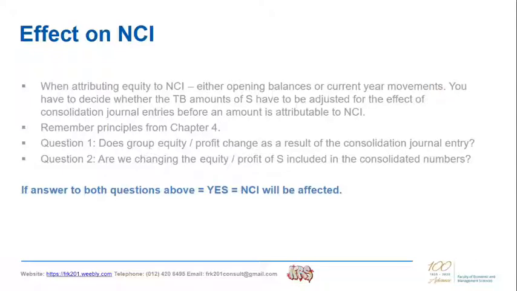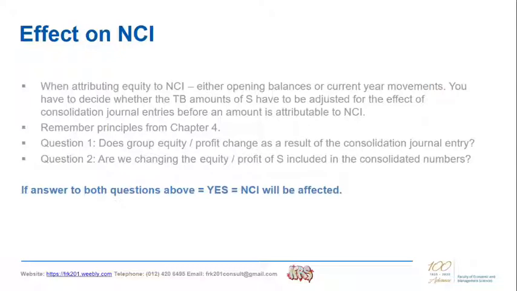Remember here the principles from Chapter 4. In Chapter 4, we had two questions to answer. The first question was, does the group's equity or profit, we're only really focused on the profit there, change as a result of the consolidation journal entry? Only when the equity or profit of the group change can we also change the equity attributable to NCI.